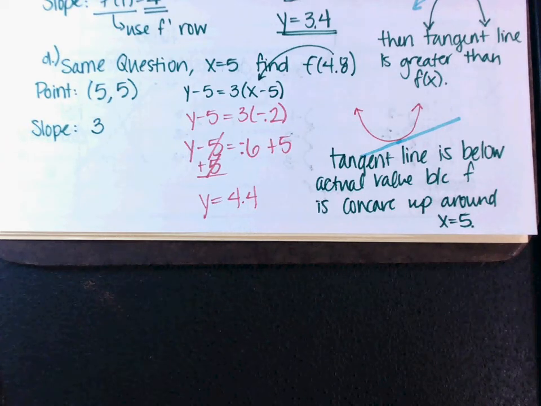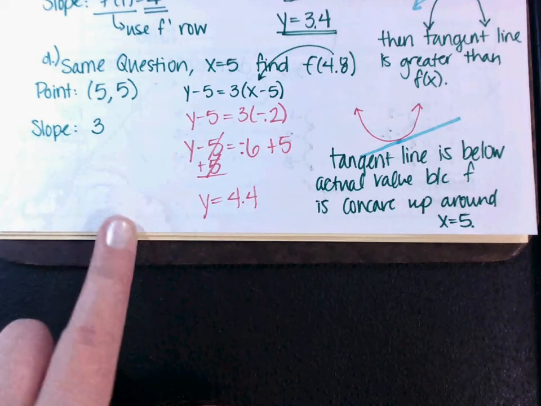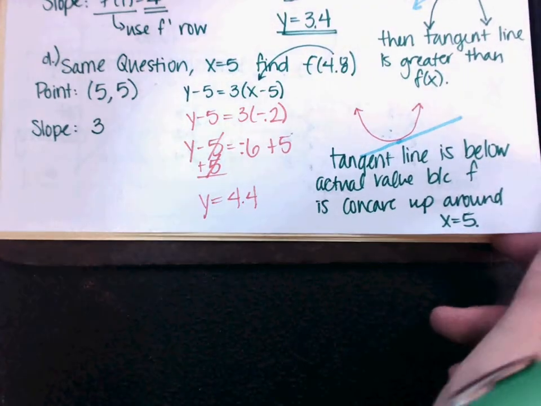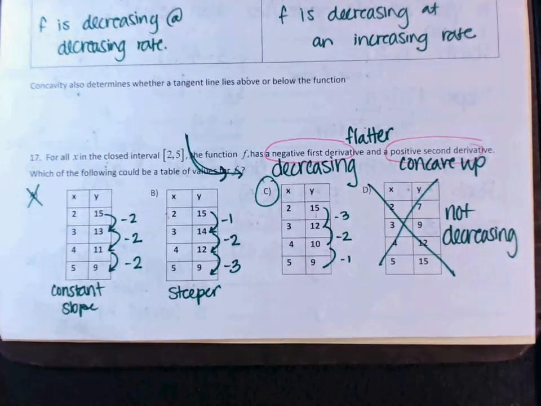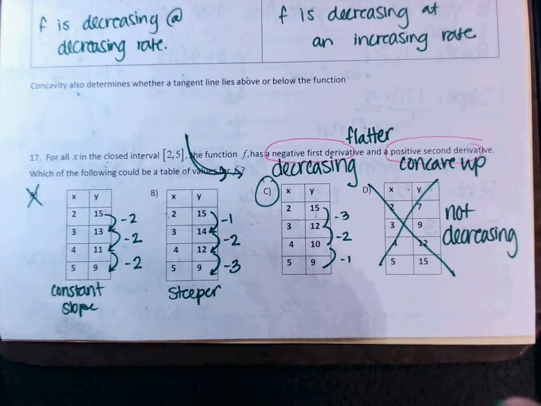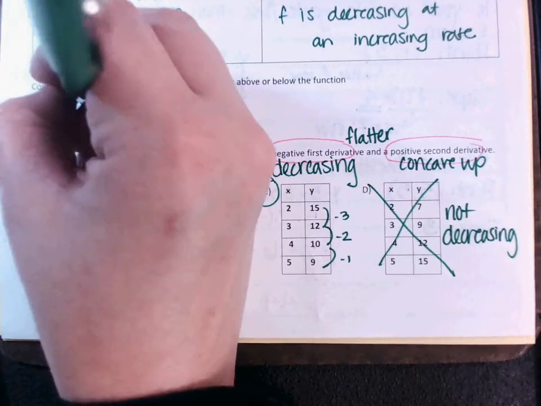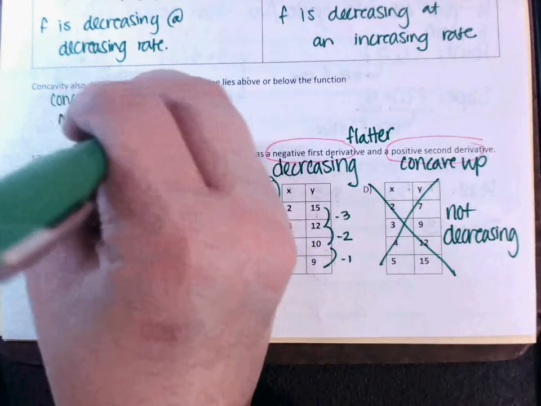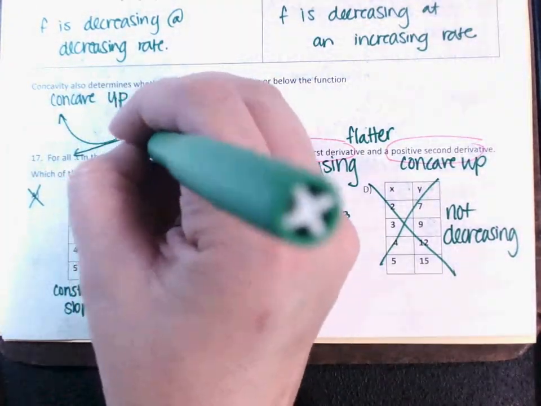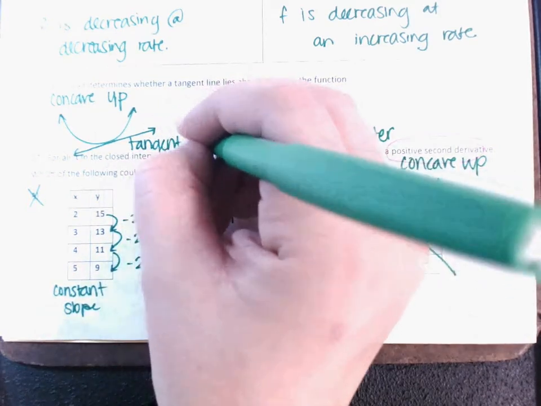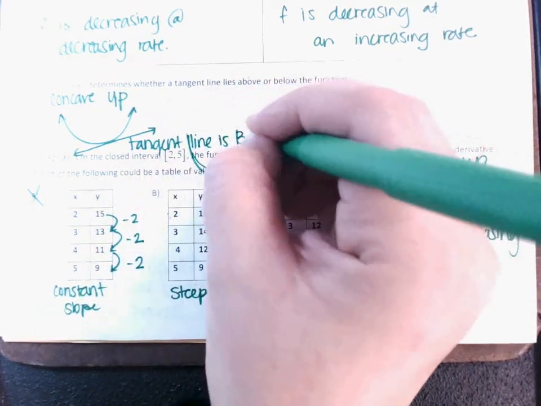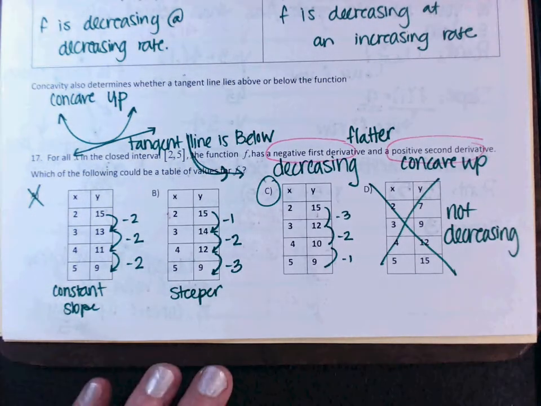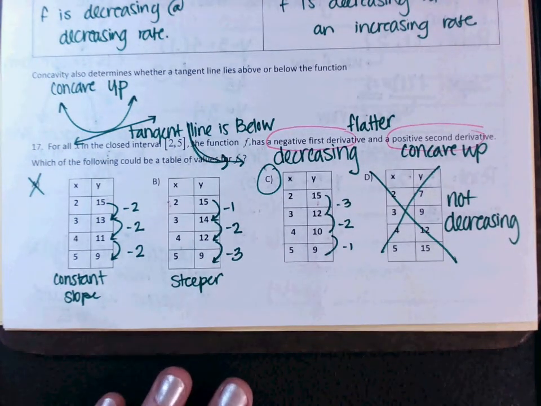Okay, what I'd like for you to do now is flip that paper over, and we're going to write that in the little notes section on this sheet. Remember the little thing we skipped? Okay, so right here it says concavity also determines whether tangent line lies above or below. Draw a concave up graph. And then draw your tangent line in. And then write tangent line is below. And then you're going to write the exact opposite thing. If it's concave down, then your tangent line would fall above.